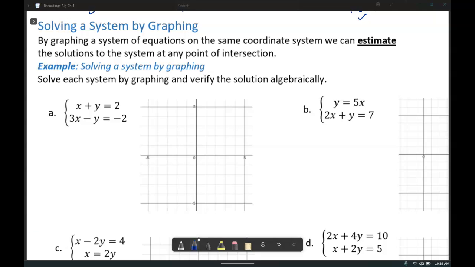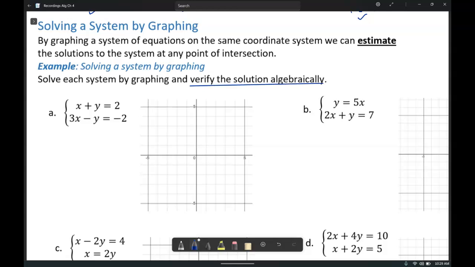We're going to end up covering 3 different methods for solving a system. We're going to start with the visual method, which is graphing. Now, graphing a system of equations on the same coordinate system, we can estimate the solution by looking for any point of intersection. But we need to keep in mind that unless we have an extreme level of precision, any solution we get is an estimate, and we're going to want to verify the solution algebraically as we did above.